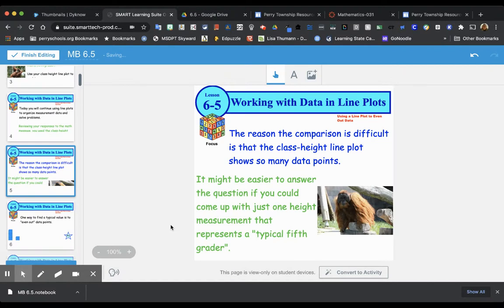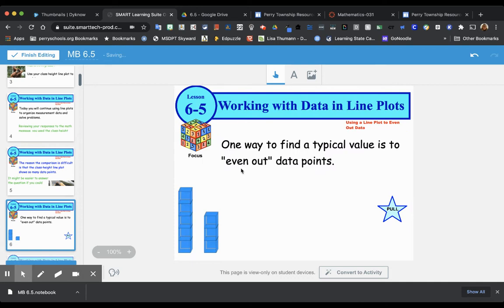So it is easier to answer questions if you could just come up with one height measurement that represents a typical 5th grader. When we see that word typical, we think of average or even it out. So one way to find a typical value, like I said, is to find the average or even out the data points.